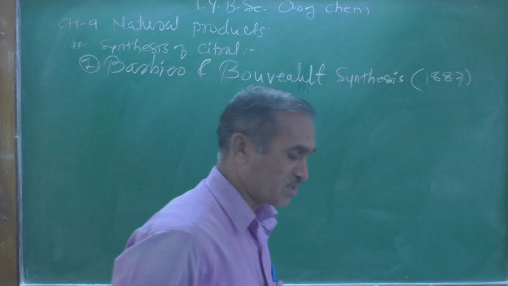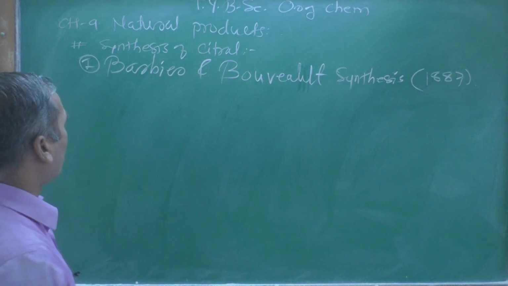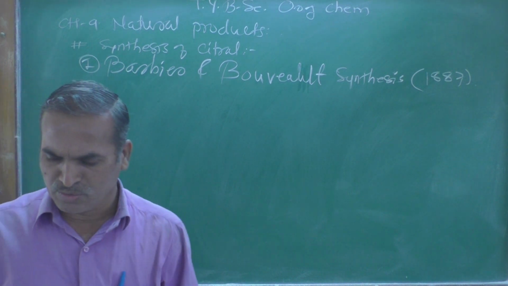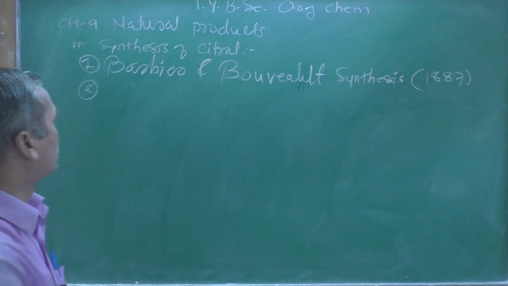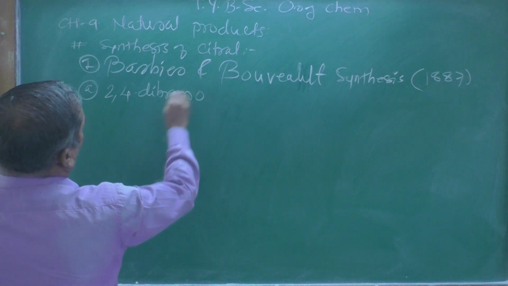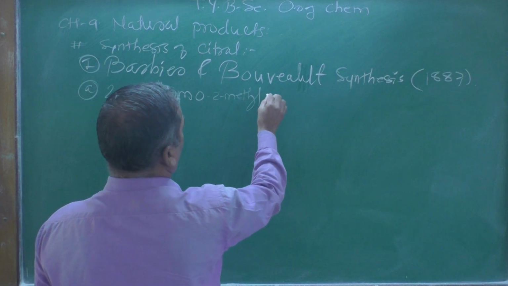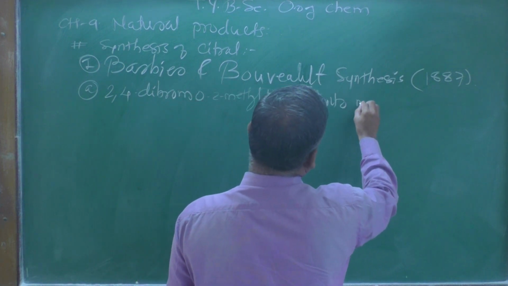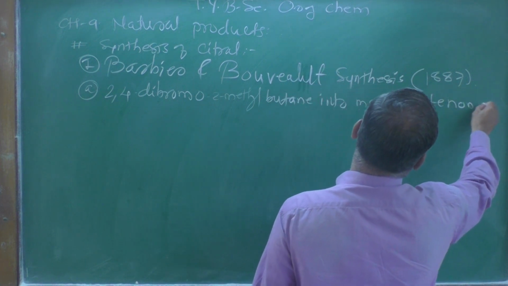So the Barbier and Bouveault synthesis is nothing but a synthesis of citral, and what he had taken, how he synthesized that citral, let us see. First one is known as 2,4-dibromo-2-methylbutane into methyl heptanone. This is the first step.